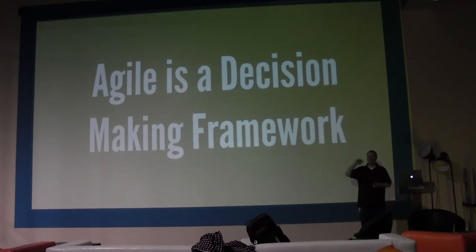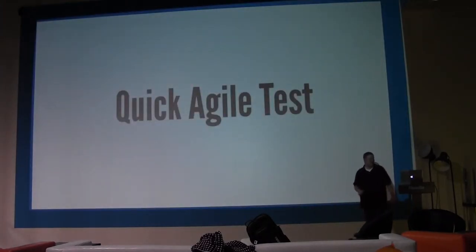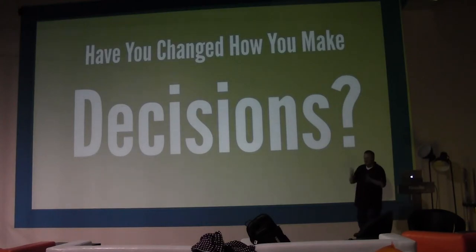So who here would say that we use Agile or some form of Agile at work? Okay, so this is what we call our Agile test. Ever since you implemented Agile, like moving to sprints, whatever, have you changed the way that you make decisions? And when we looked back at what we had done, we didn't change. We were fighting the same fires over and over again.